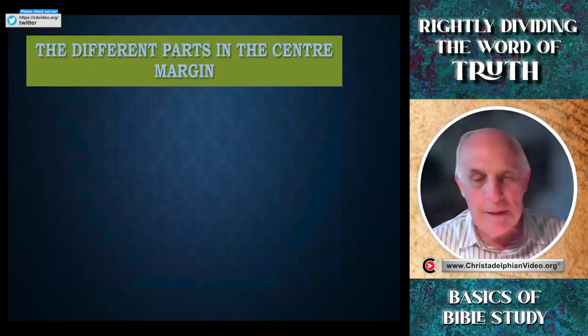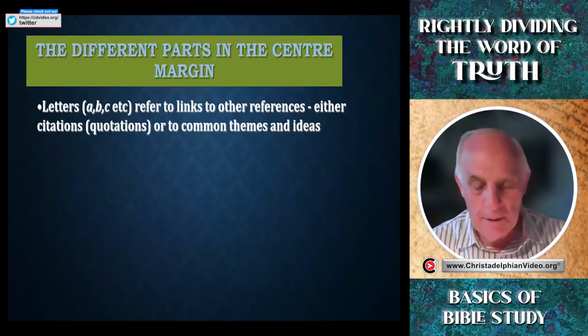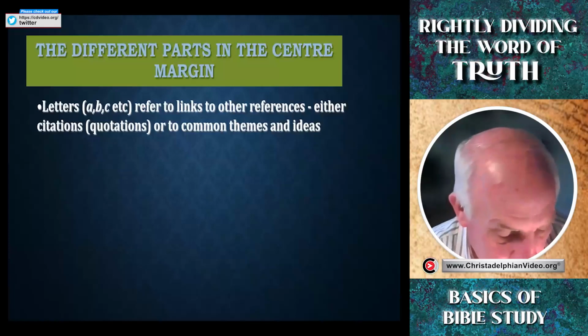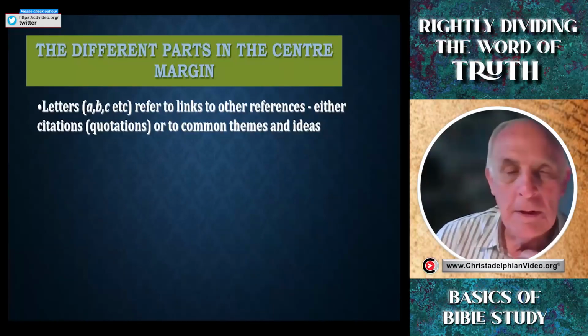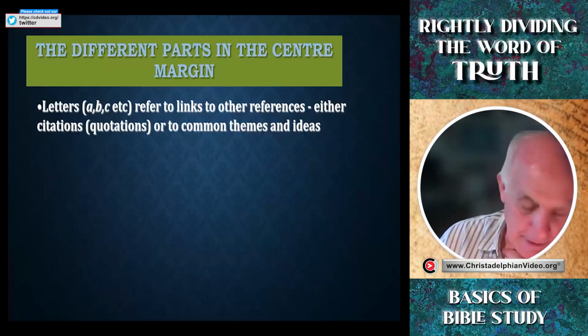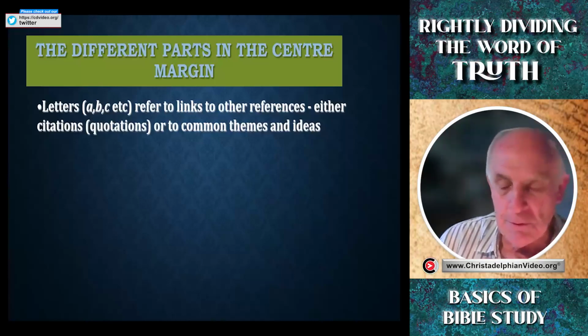So let's then get on to the margins. There are different parts in the center margin. In any margin, and I hope you've got one open before you, you will find letters A, B, C that go down the column to the end of the alphabet, and it starts again with another series of A, B, C if there are more than 26.